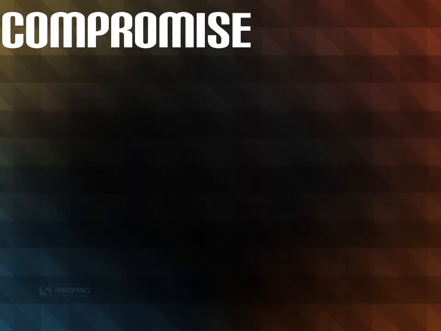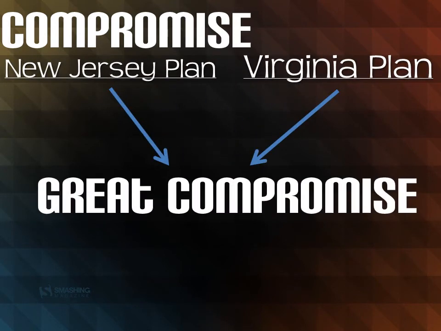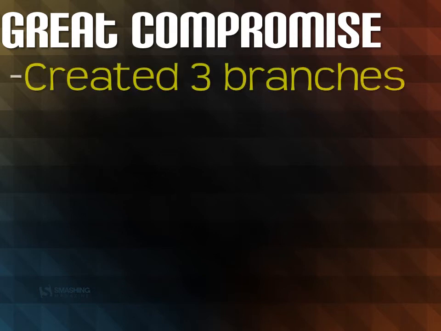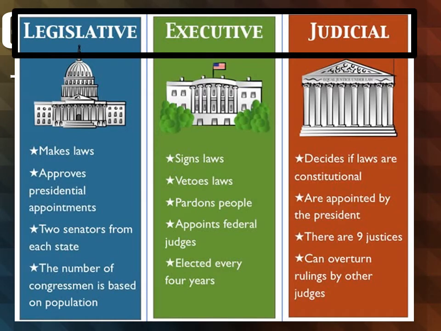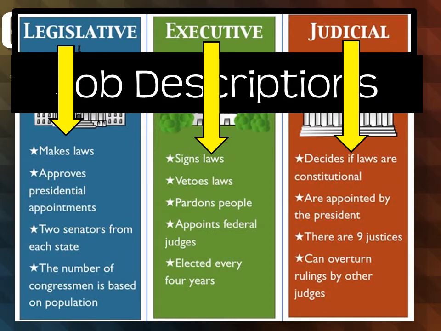This compromise mixed the New Jersey plan and the Virginia plan together, and the name for this new plan was the Great Compromise. In the Great Compromise, they decided that 3 branches would be created: the legislative, executive, and judicial branches, and these branches would work together to run the national government and the country. The Constitution would be like their job description. Each branch would have specific jobs that they could do, and specific things that they cannot do. So think of the Constitution as a job description for the government and for each branch of the government. All 3 of these branches are working together to make sure that our country runs smoothly.